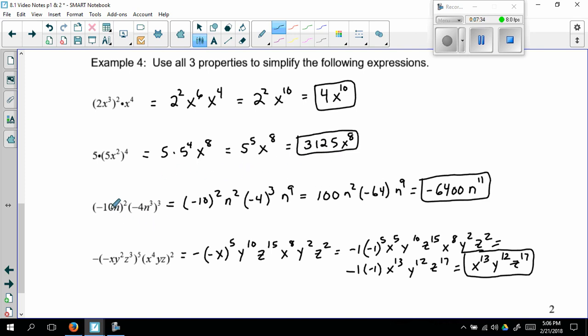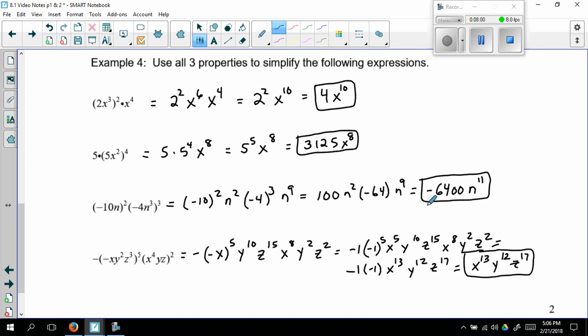Okay, on the next one, I have negative 10 squared. Make sure you put those parentheses in your work. I'm going to be looking at your work, not just your final answer. So I have negative 10 squared, n squared, then negative 4 all cubed, n to the 9th. Now I can evaluate the numbers. I put them in parentheses here just so I didn't think it was subtraction. When I simplify, these are just numbers, and I'm multiplying. So I'm going to multiply them.